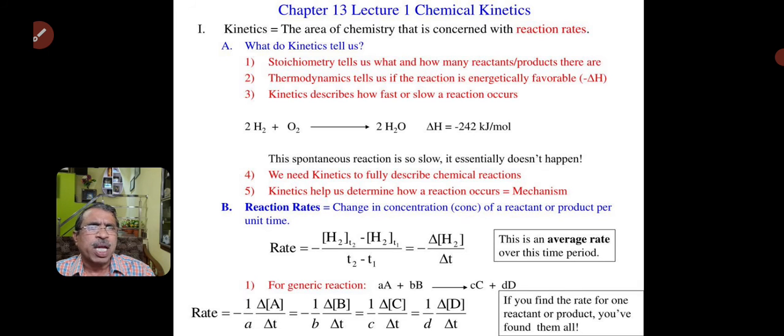And here also I have explained the same thing. For a reaction, a moles of A combines with b moles of B to form c moles of C and d moles of D. The rate of this reaction is 1 upon a into change in concentration of A divided by dt, which is equal to minus 1 upon b into the change in concentration of B divided by a small interval of time dt, which is equal to plus 1 upon c into change in concentration of the product C divided by a small interval of time dt, which is also equal to 1 upon d into the change in concentration of the product D divided by a small interval of time dt.